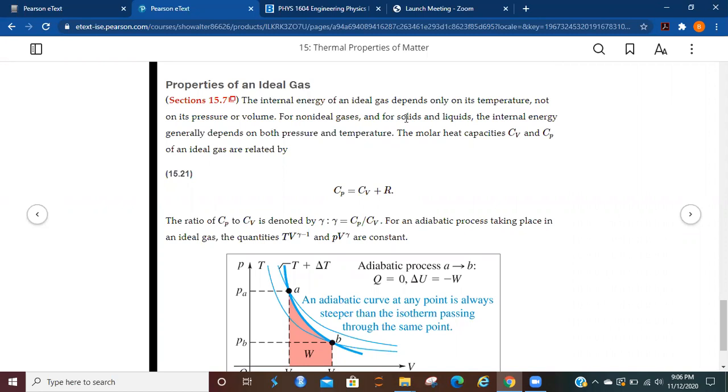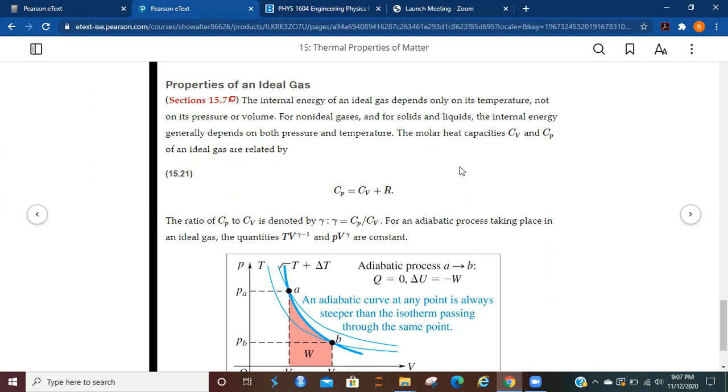or volume. Now, for non-ideal gases and for solids and liquids, the internal energy generally depends on both pressure and temperature. So the molar heat capacities C sub V and C sub P of an ideal gas are going to be related as follows. And then you can see the equation right here. The ratio of the molar heat capacity at a constant pressure to the one at constant volume is going to be denoted by gamma. And so gamma is going to be the relation of C sub P divided by C sub V.